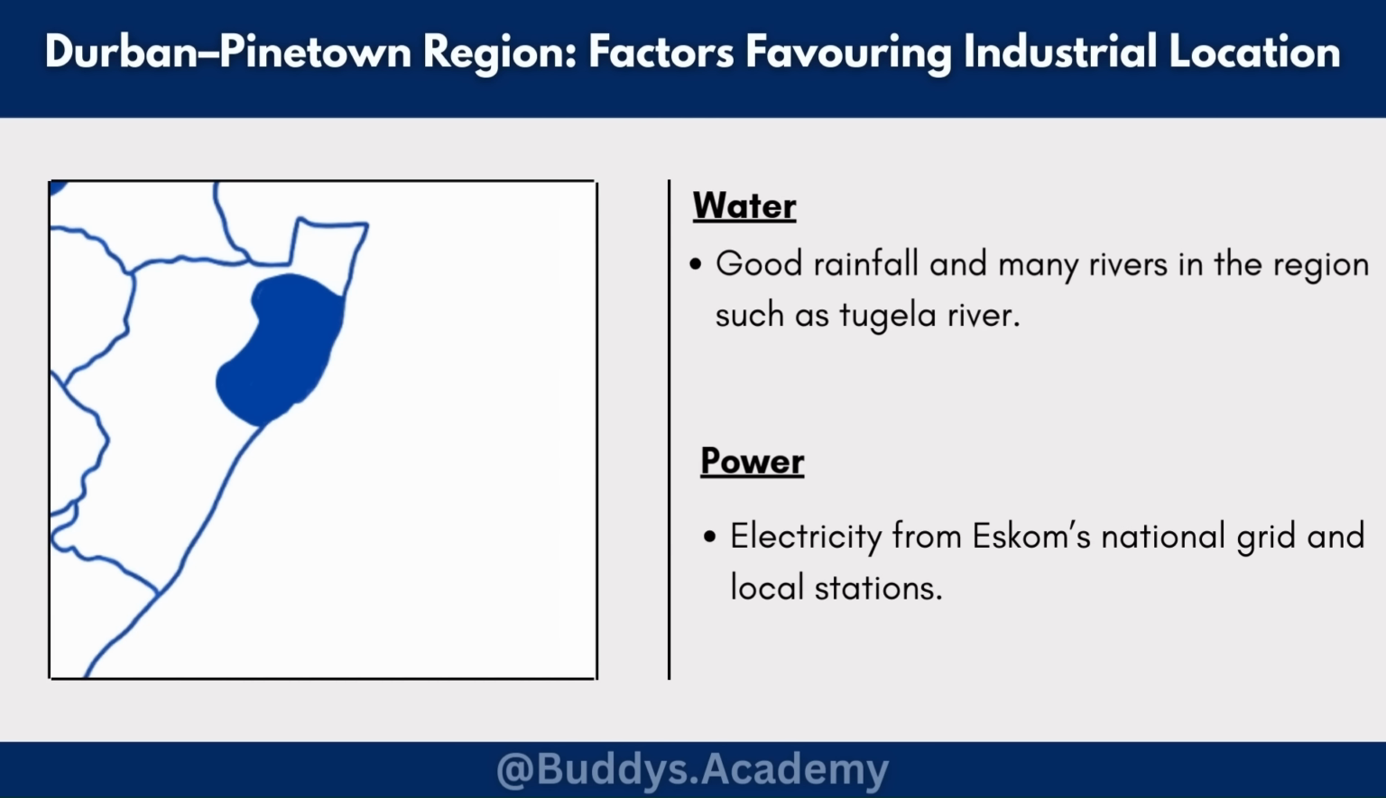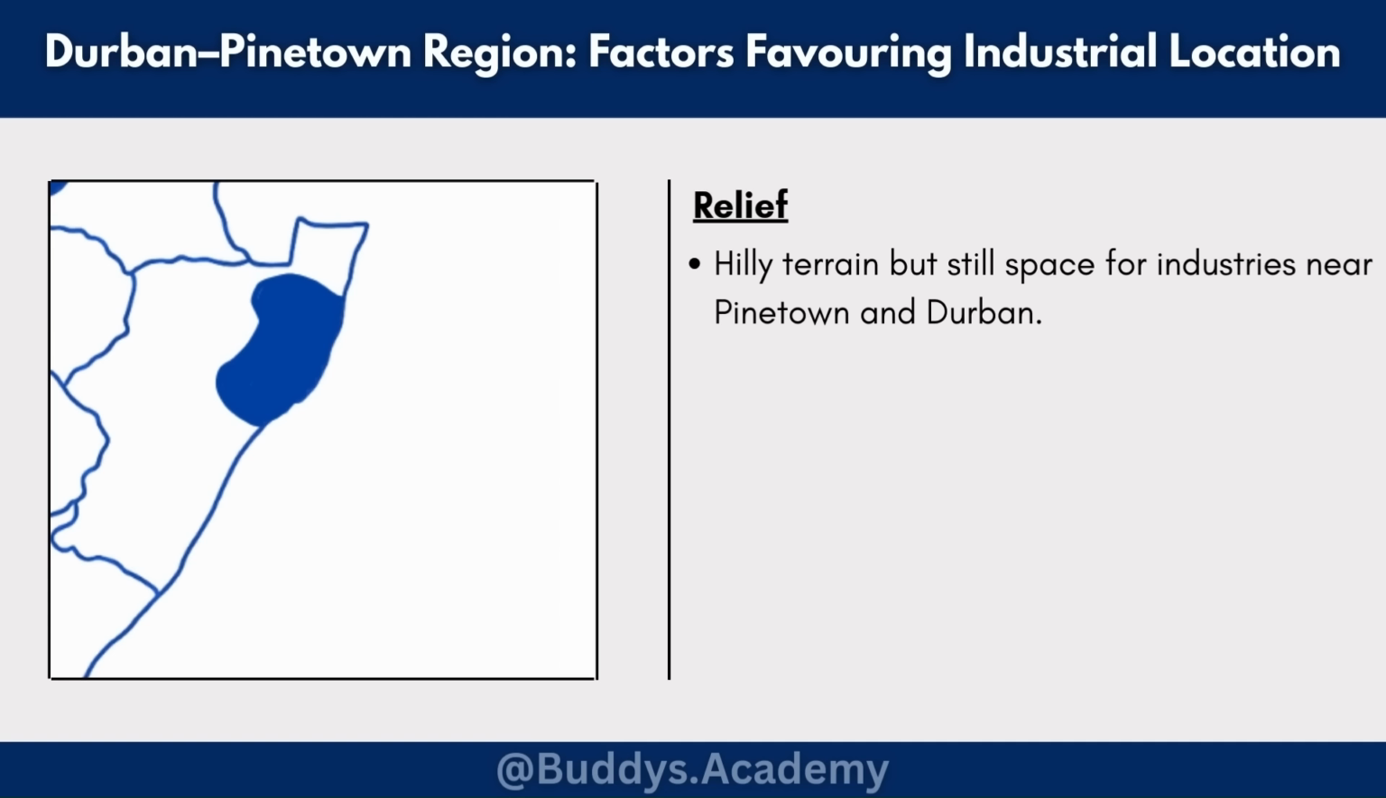In terms of water, you're going to have good rainfall because remember, Durban is situated on the eastern half of the country, which is going to receive high rainfall. And it's going to have many rivers in the region, such as your Tugela River. In terms of power, it's going to receive electricity from Eskom's national grid and your local stations. And when we're talking about your relief, again your slope, it is going to be hilly terrain, but there's going to be enough space for industries near Pinetown and Durban.